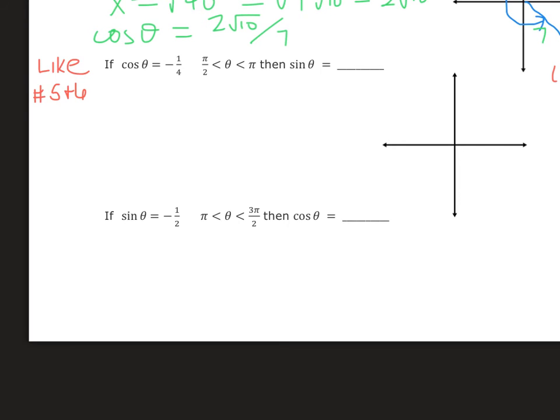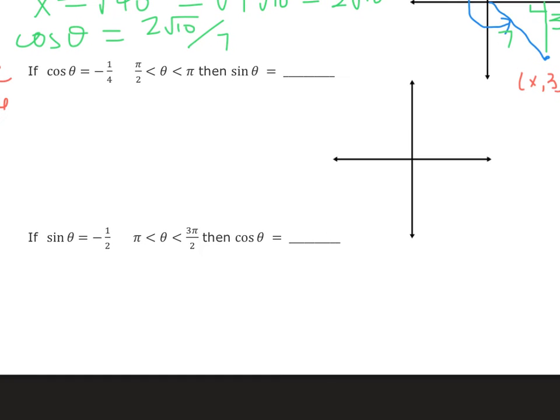These last two are like number 5 and 6. If we have cosine equal to negative 1/4, and we know that theta is in between pi over 2 and pi, basically it's saying that it's in quadrant 2. Then we're looking for sine theta. If we draw the terminal side of this angle, it's going to look something like that. Because it's cosine, we know the x is a 1, and what we don't know is y.